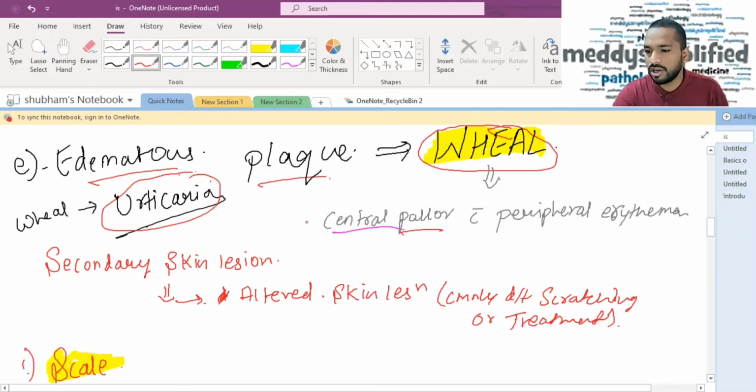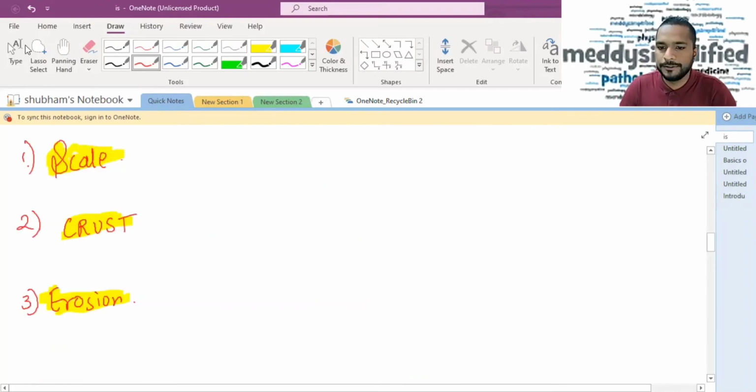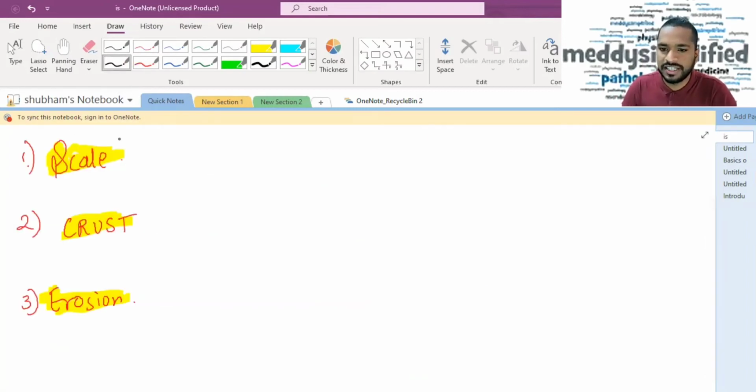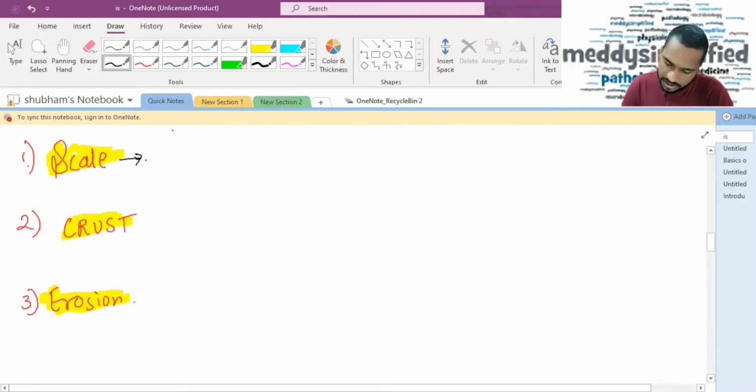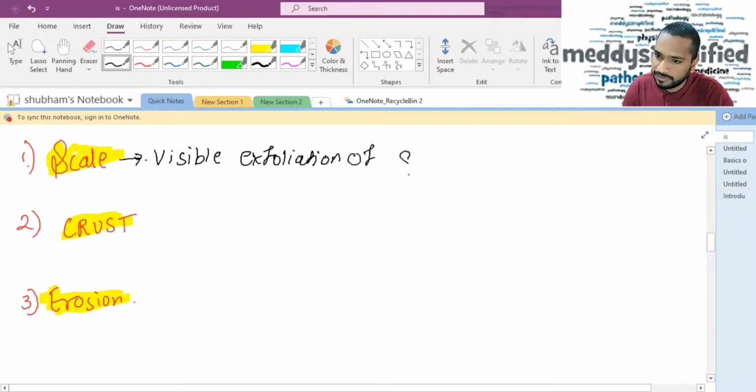Now going further, we will talk about the secondary skin lesions. Right? Secondary skin lesions. And what are the secondary skin lesions? I already told you, altered skin lesion, commonly due to scratching, itching, or due to any treatment. So first we have in our list scales. So what is scale? It is visible exfoliation of skin. Sorry, visible exfoliation of stratum corneum. I will mention it SC. Is known as scale.